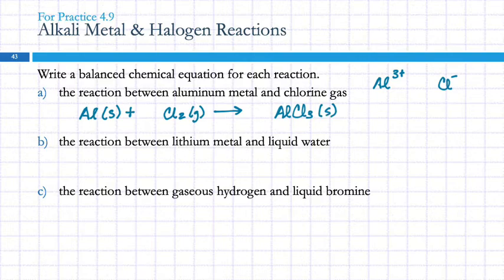And then we need to balance this. Well, aluminum's fine. There's one of each. I've got 2 chlorines here, and I've got 3 chlorines there. What do I do?